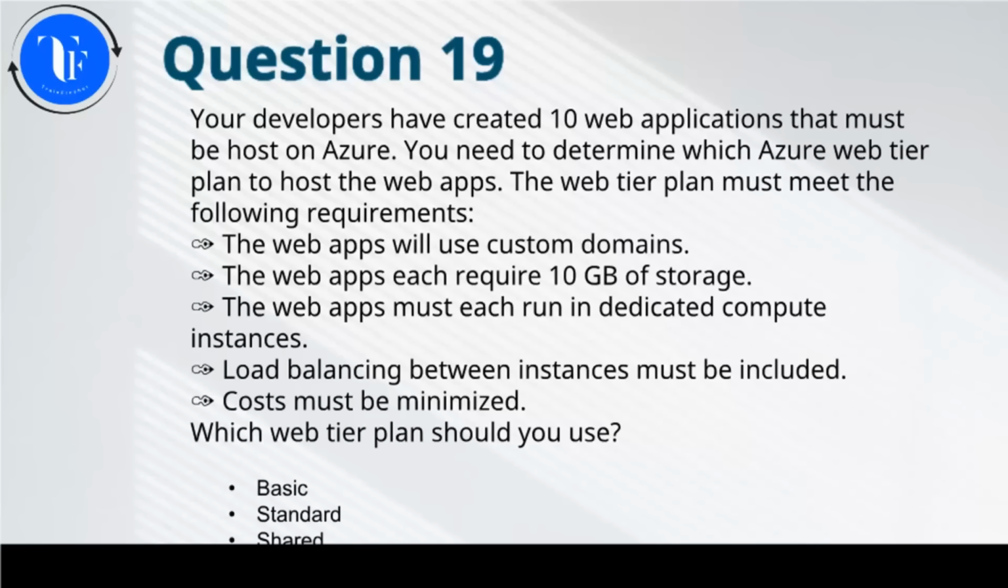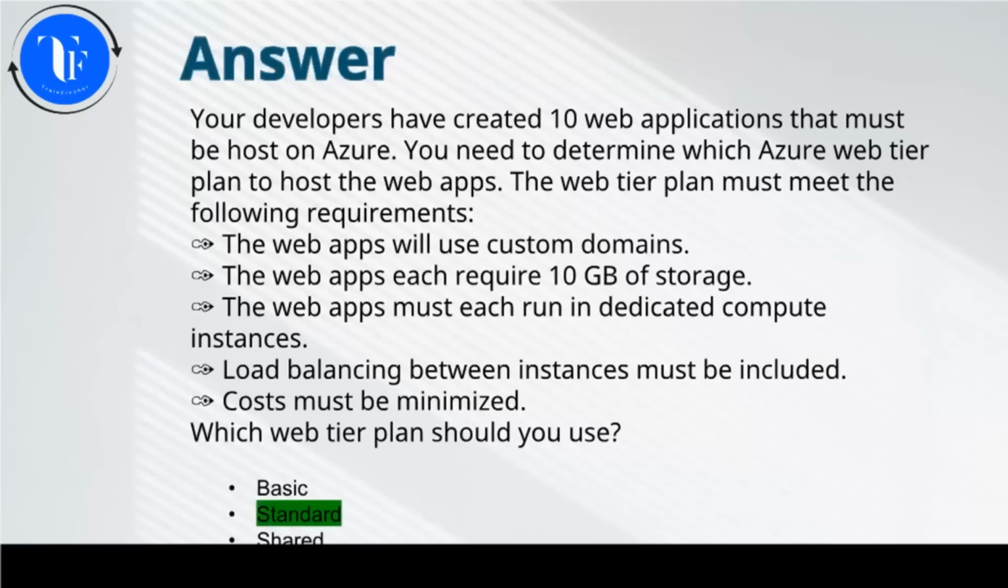The web apps must each run in dedicated compute instances. Load balancing between instances must be included. Costs must be minimized. Which web tier plan should you use? Basic, Standard, Shared, Free. Standard meets all the requirements.